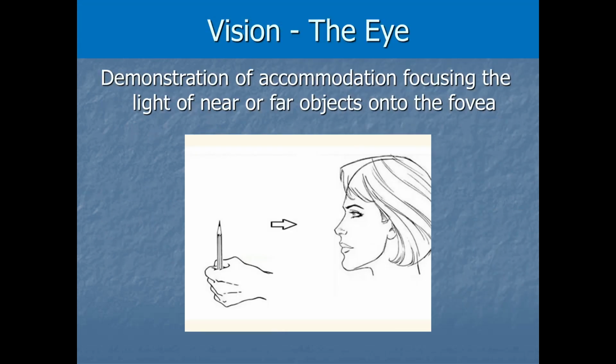Now, if you want to experience accommodation yourself, to see how your eyes focus the light on near or far objects onto the fovea, try this little trick. Grab a pencil or a pen, if you have one sitting around. You'll want to face the direction where you can see some things off in the distance. You may need to turn away from your screen or even look out a window for this demo.